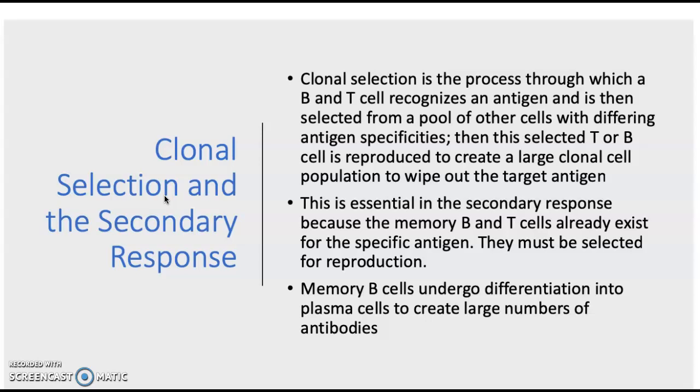Now, the selected T and B cells are reproduced, they proliferate to create a large clonal cell population, and this helps them destroy the target antigen or pathogen. This is extremely essential in the secondary response because the cells to fight this infection already exist. So they just need to be selected for reproduction. And then, of course, memory B cells undergo differentiation again into either plasma cells or memory cells. When they undergo differentiation into plasma cells, they can create large numbers of antibodies.